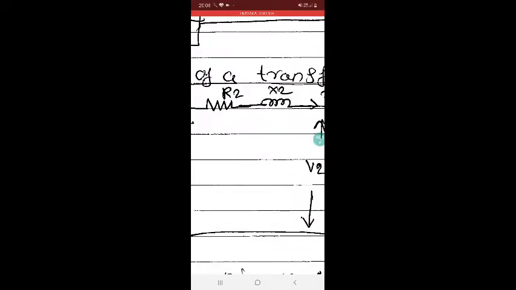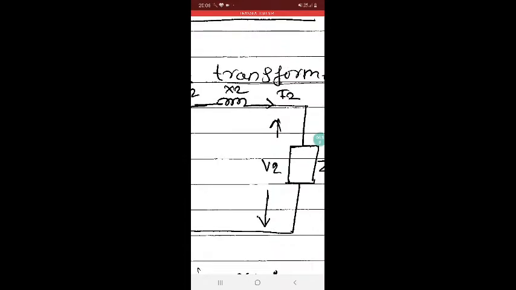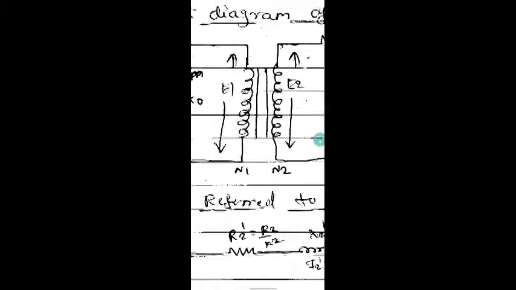Next, R2 is the secondary resistance. X2 is the secondary reactance. Then I2 is the secondary current or load current. ZL is the load impedance. So you must know all these parameters.